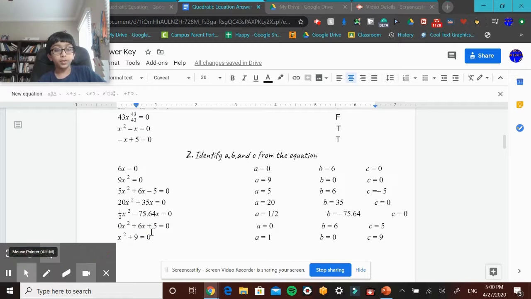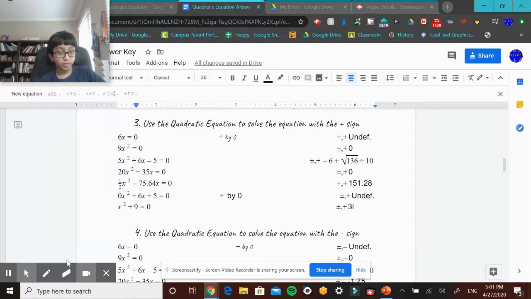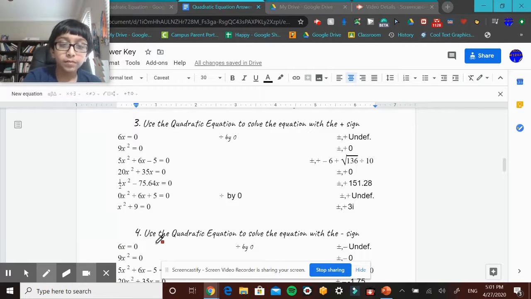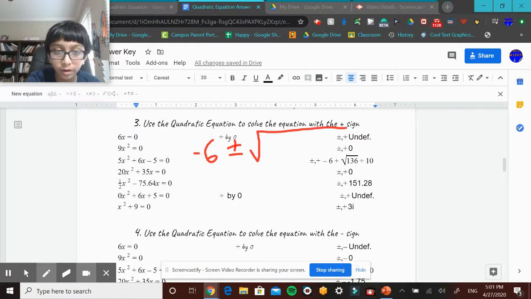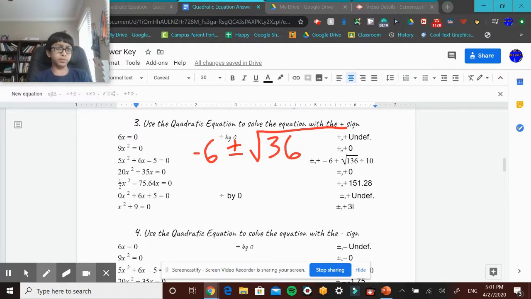Now we move on to the hard part, which is actually using the quadratic equation. Let's begin. As we have identified the a, b, and c's, we can plug it in. So negative b, which is negative 6, plus or minus the square root of b squared, which is 36, minus 4 times a, which is 0, times c, which is 0, which means minus 0, which is just 0. And a is 0, which means 0 is on the bottom.